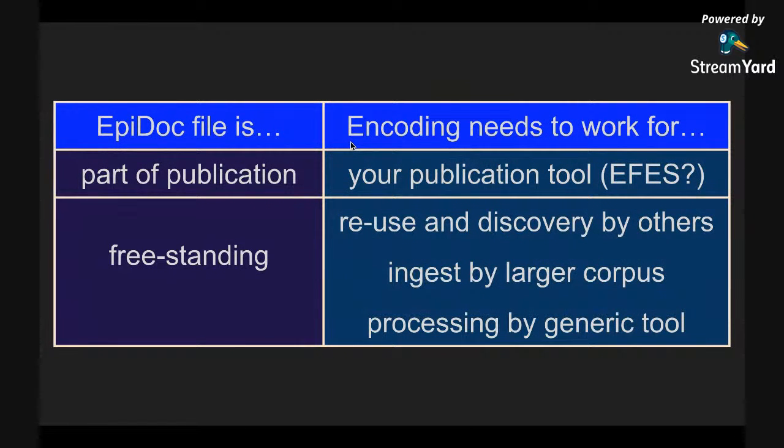Your EpiDoc file, for reference, is both a part of your publication and it is potentially a freestanding object. So lots of information in your EpiDoc file is relevant specifically to your publication tool. So if you're publishing in EFES, for example, you have links to your authority lists, you have things encoded in the way that your instance of EFES is expecting to find, so that it knows how to index them, to put them in the search facets, to filter by them in other contexts, to visualize them.